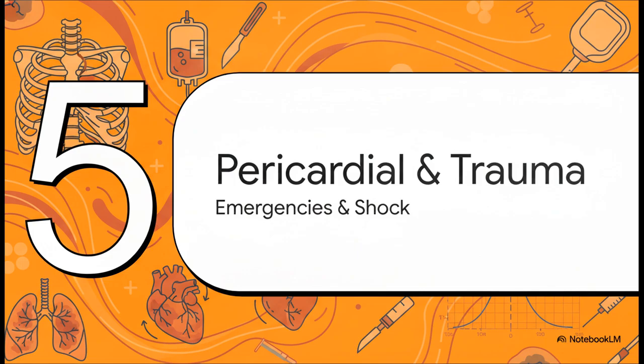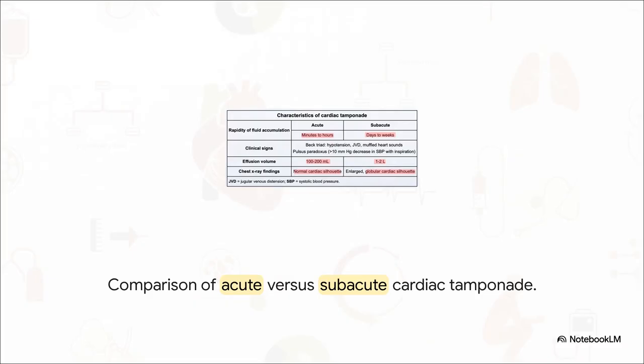And finally, Section 5, pericardial disease and trauma. Cardiac tamponade is your prime example of obstructive shock, but the clinical presentation is all about the speed of fluid accumulation. In acute tamponade, which happens fast, over minutes to hours, maybe only 100 to 200 milliliters of fluid builds up. The pericardium hasn't had time to stretch at all, so this small amount creates massive pressure. That leads to Beck's triad, hypotension, JVD, and muffled heart sounds.